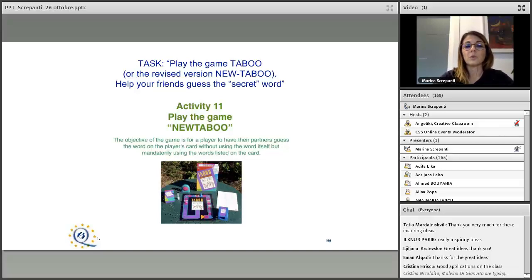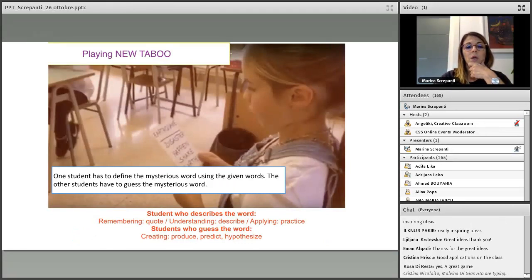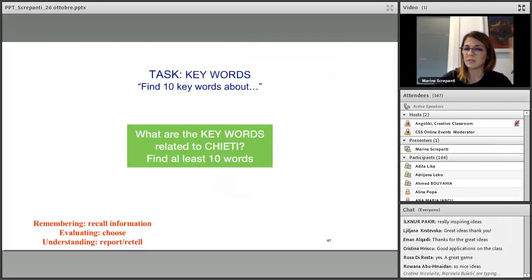Or you can also use, I don't know if you know the game Taboo, but I created a new version which is called New Taboo or Reverse Taboo, in which a student has to define a word, describe a word using these words. It's a sort of scaffolding.